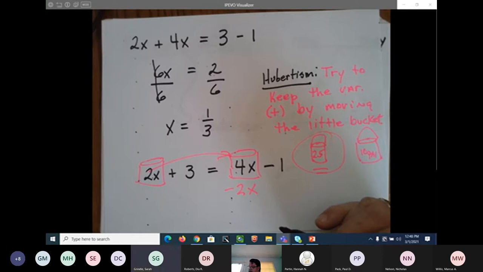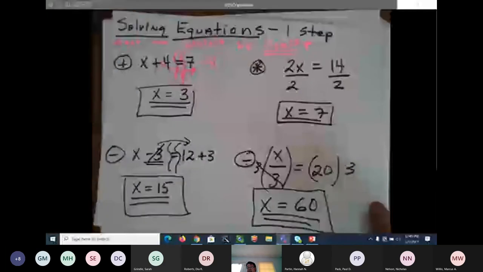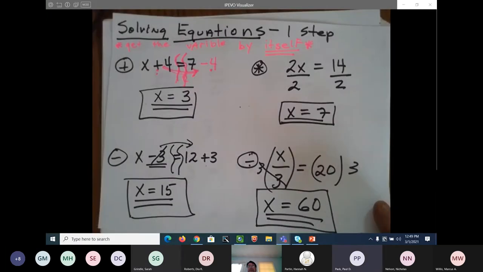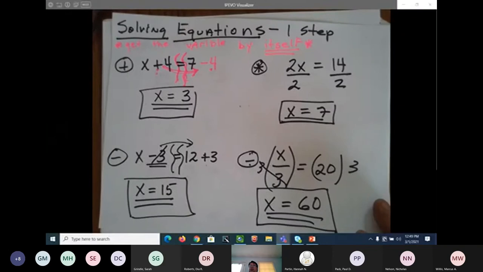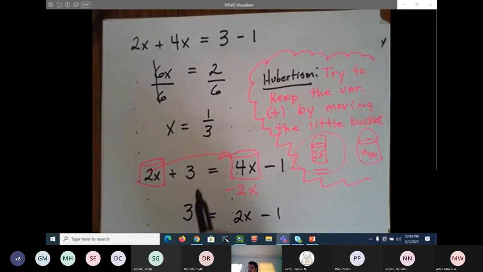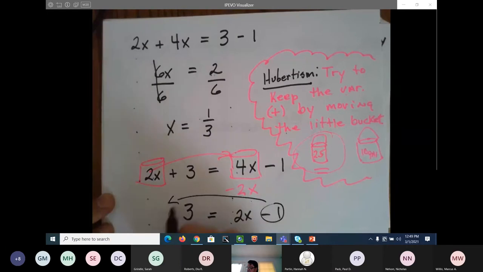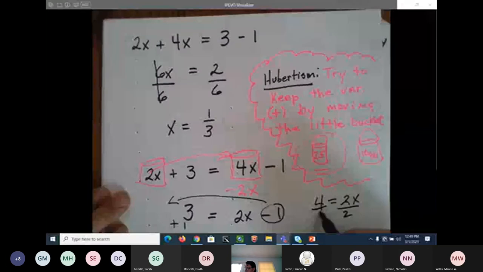4x minus 2x is 2x minus 1 is equal to 3. Now, a lot of people say, well, Hubert, why did you do the x's first? Because what is my main objective of algebra? To get the variable X by itself. The variable is what you're worried about. You could care less about the 3 and the negative 1. All you care about is this X. You want to get that variable on one side by itself. And I'm going to add 1, take the 1 across the river, and it becomes a positive 1. 4 is equal to 2X, divide by 2. X is equal to 2.